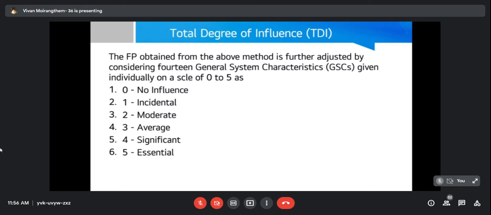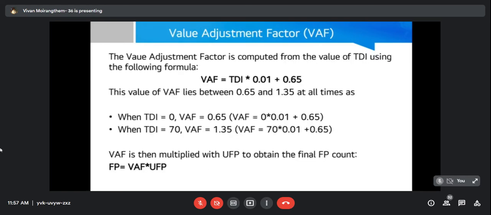So now, since we have our total degree of influence, we can find our value adjustment factor by multiplying the total degree of influence by 0.01, and then adding it to 0.65. Like I said before, in this current slide, we can see that the value adjustment factor is computed from the value of total degree of influence using the following formula. VAF is equal to TDI times 0.01 plus 0.65.